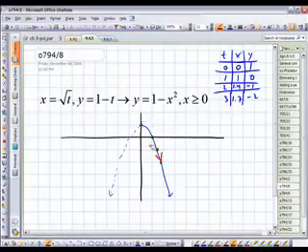And if we eliminate the parameter, we see it's an upside down parabola. Of course, we're not going to include the left side because our x value has to be greater than or equal to 0 because of the fact that x is equal to rad t.